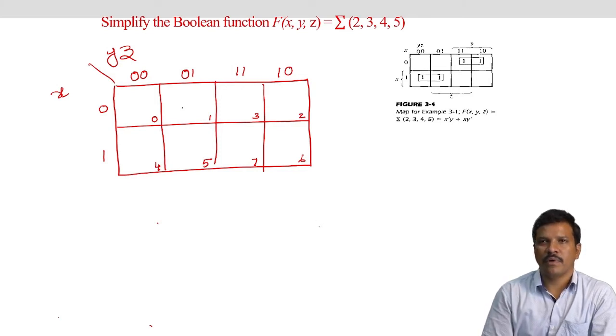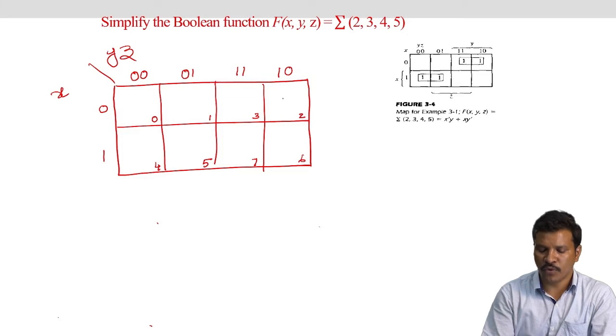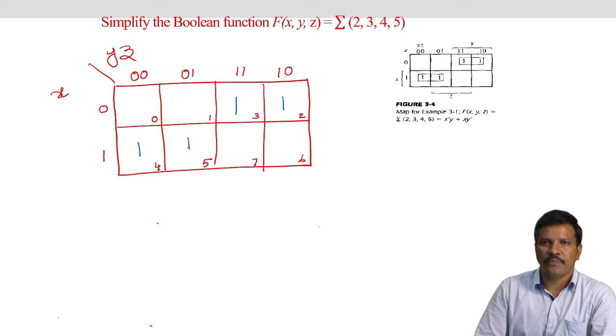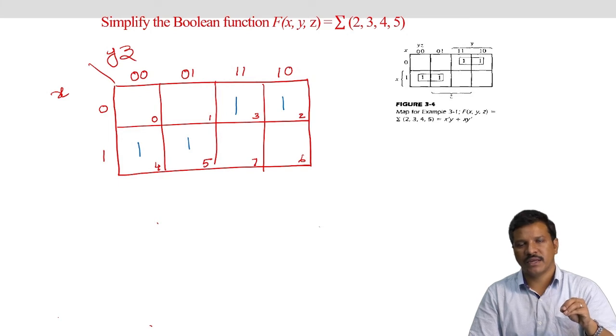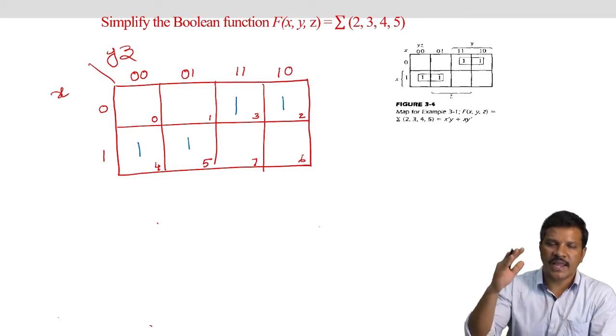Now what are the minterms that the Boolean function has? 2, 3, 4, 5. In the corresponding square box of 2, place 1, and 3 is one minterm which exists in the Boolean function. We can place 1 for 4, and we can place 1 for 5. Now after placing these minterms, with logic 1 in the corresponding square boxes, the immediate step is to try the highest possibilities.